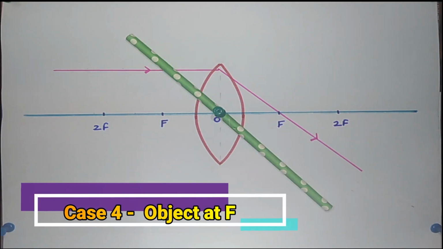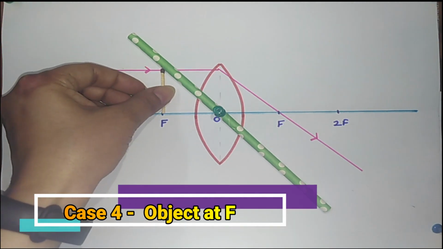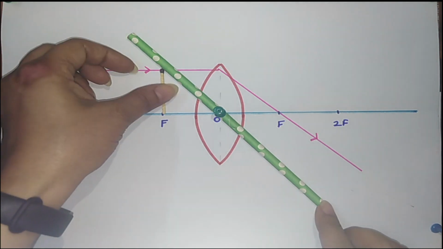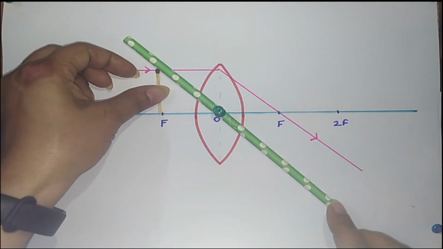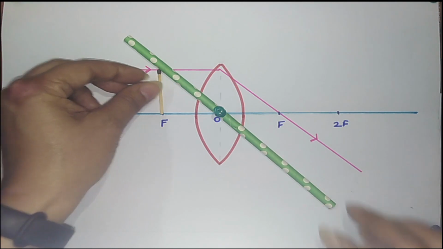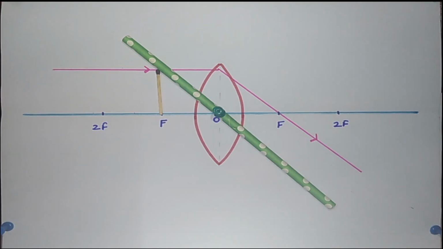Now coming to case number 4, we assume that our object is placed at the focus of the lens. This is the way you will be getting the setup. We find that both the rays are parallel to each other. When the object is placed at the focus, the image will be formed very far off, that is, at infinity. It will again be real, inverted, and magnified in size.